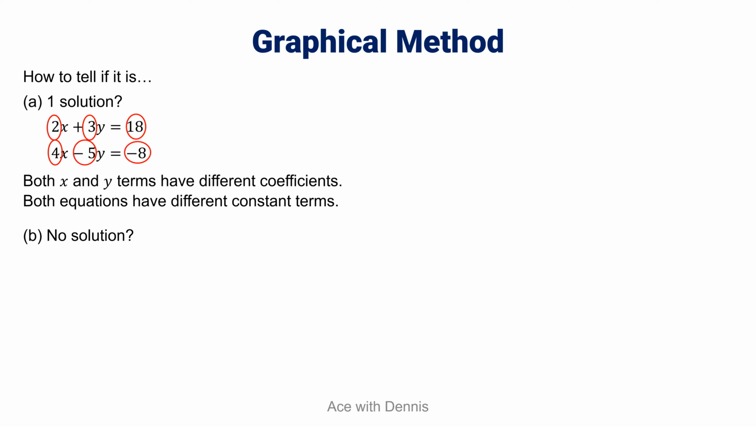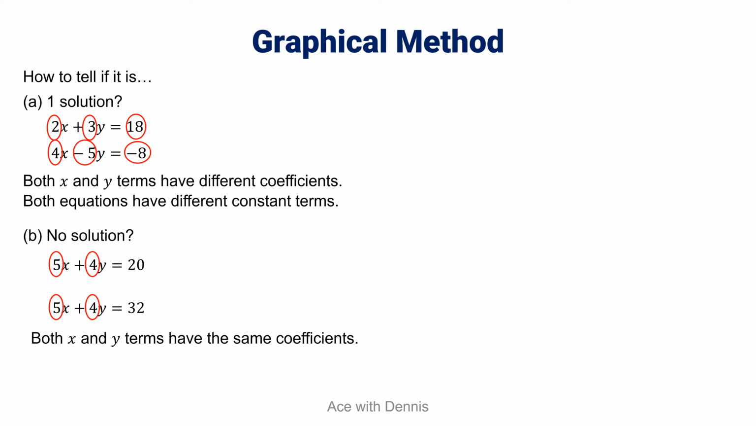Okay, then how to tell if there is no solution? Right, let's look at example 2 here. The first equation is 5x plus 4y equals 20, and the second equation is 5x plus 4y equals 32. Let's compare the coefficient for the x, and for the y, we can see that both x and y terms have the same coefficients. And now we compare the constant terms. We can see that both equations have different constant terms.